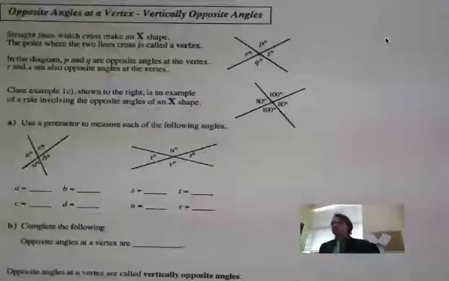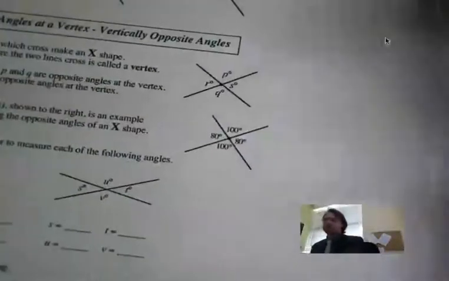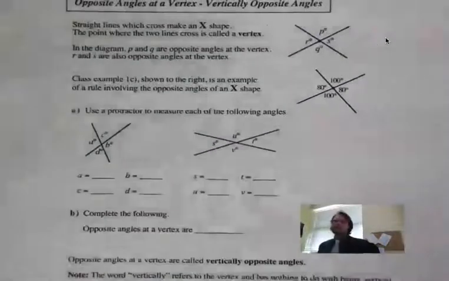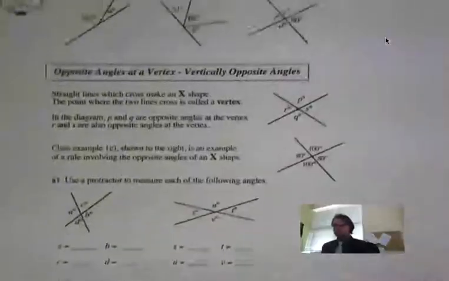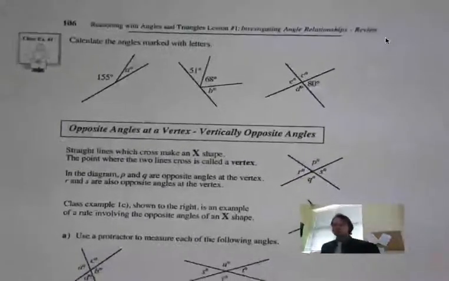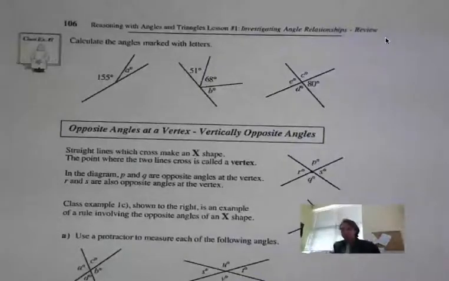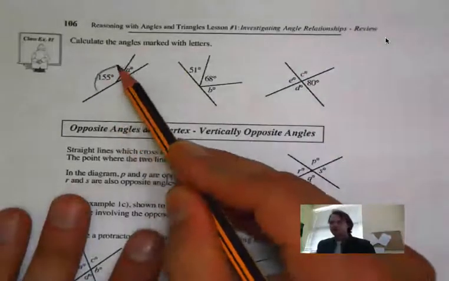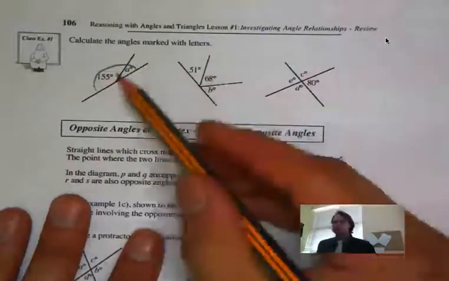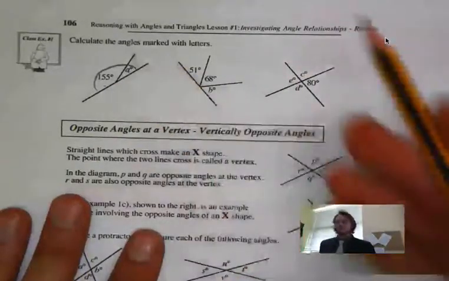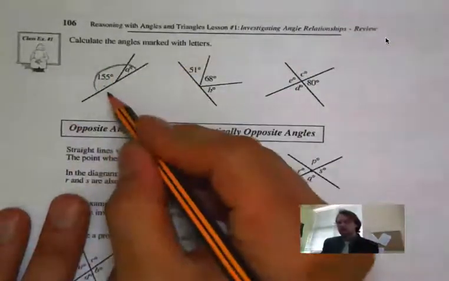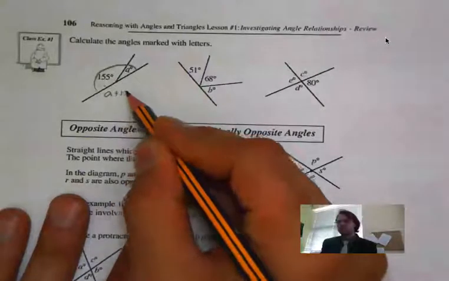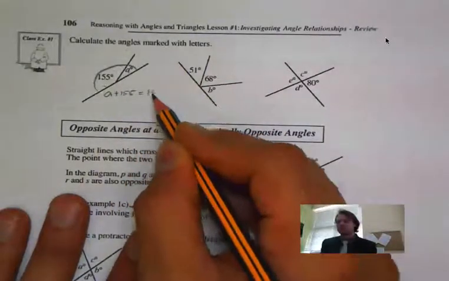All right, so let's take a look at our next question. Here we go. Here's our first example. It says calculate the angles of these. We know that the angles of a straight line add up to 180, right? So we know that A plus 155 is equal to 180. So let's write that down. A plus 155 is equal to 180 degrees.